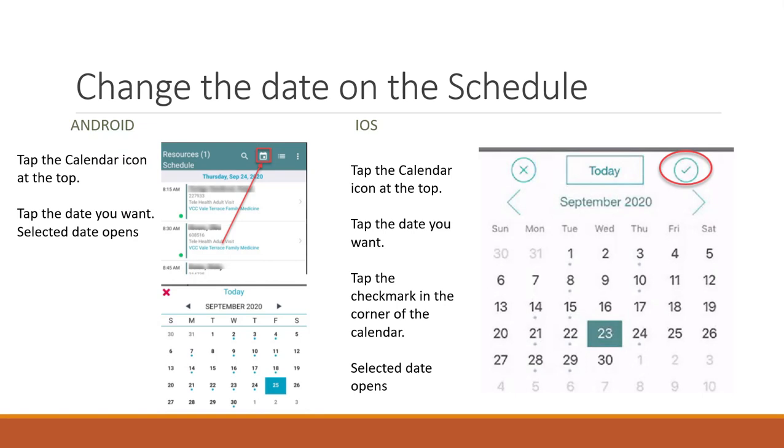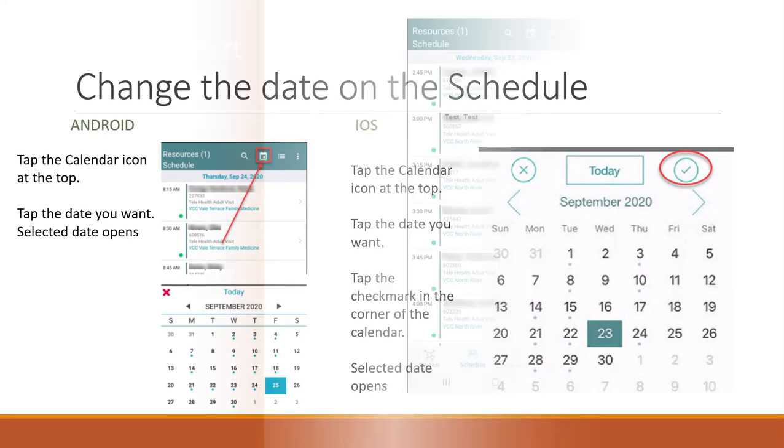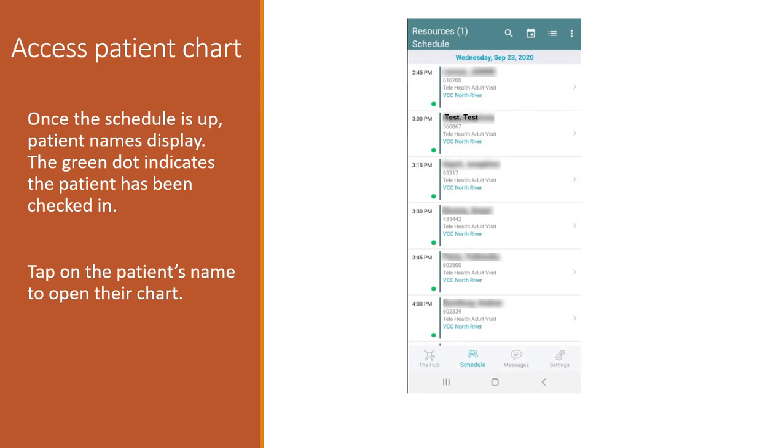If you want to see a particular date in the schedule, tap on the little calendar, then tap the date. On iOS devices, there's an added step of tapping the check mark in the upper right corner of the calendar. The schedule displays. You see the patient names next to their appointment times. The green dot indicates the patient has been checked in. Tap on the patient's name to open their chart.